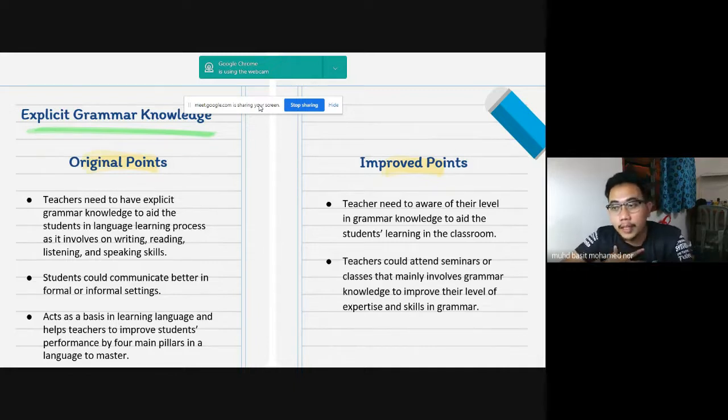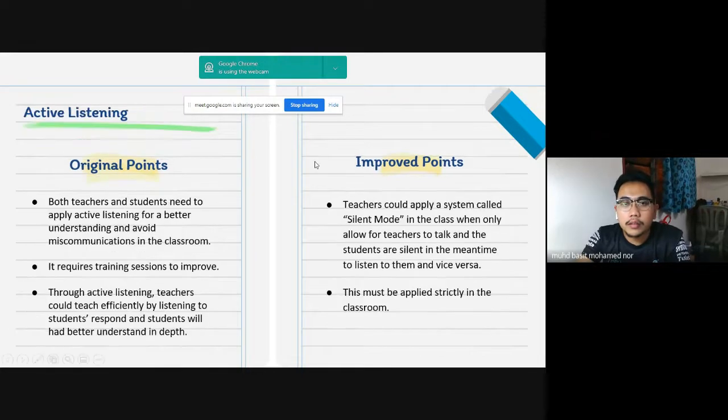But for me, learning is an everlasting, continuous way of life. So maybe teachers can do this in order to improve their grammar knowledge. The next one is active listening. From my previous point, I said that teachers and students need to apply active listening for a better understanding.